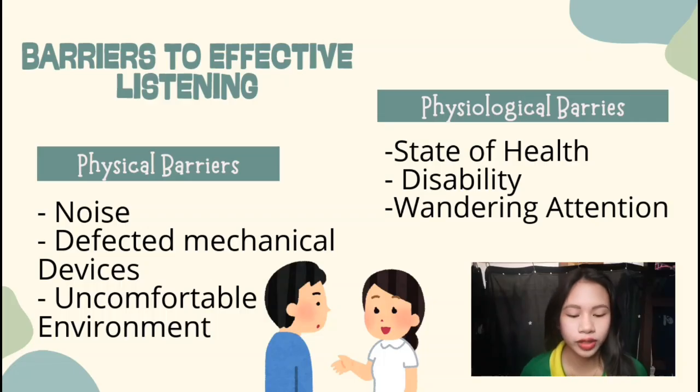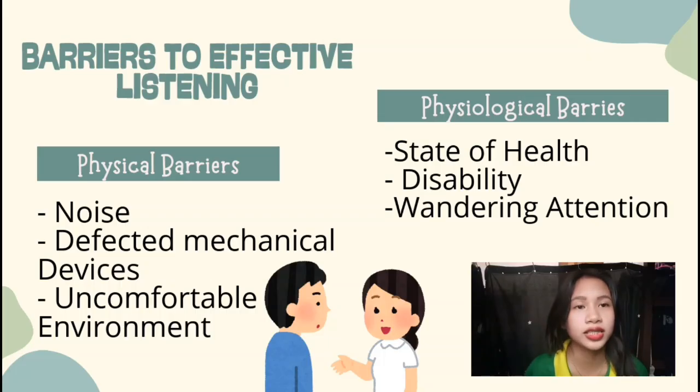For example, we have the physical barrier. These are the external factors from the environment that disrupt the communication flow. First, we have the noise, for example, loud traffic or people talking nearby. Next is the defective mechanical device. It is the equipment failures that interfere with the message, for example, a blurry or constantly cutting out video call. Next, we have the uncomfortable environment. It is the physical discomfort that distracts the listener.